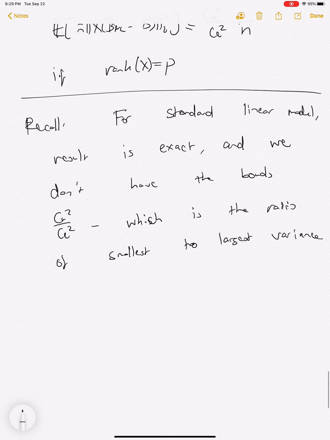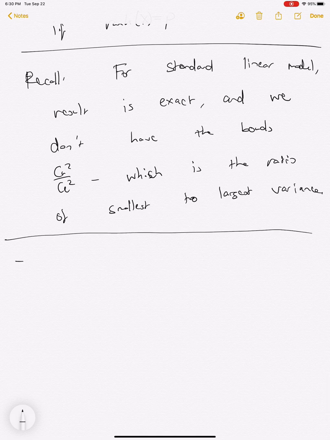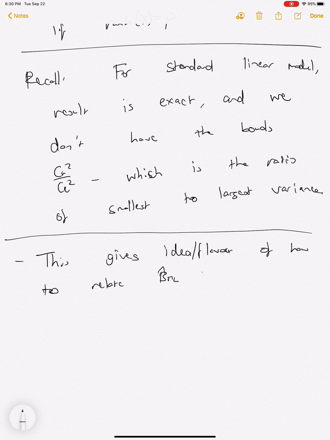Okay, so another way to think about it is if you looked at the weighted least squares type of approach, when you don't have the same variances, you can't quite derive as good an expression, and that's exactly what we're getting here. Like you have this bound which relates the ratio of the maximum and the minimum variance. This gives just an idea or flavor of how to relate B hat ML to B.